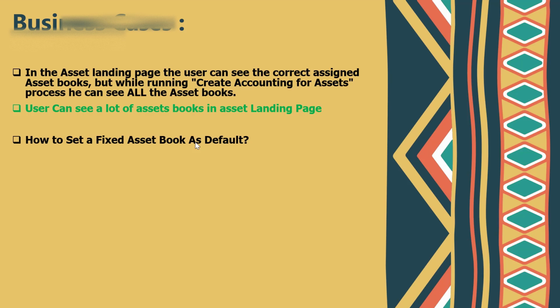The other one is how to set a fixed asset book as a default if the user has a lot of asset books assigned and you need to set a fixed asset book as a default. This is done through the profile option FA_DEFAULT_BOOK.